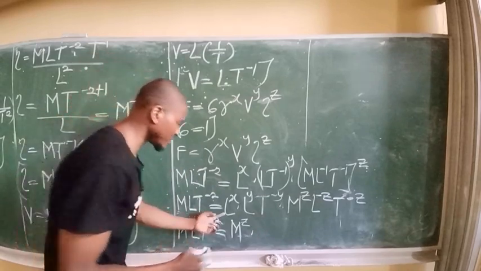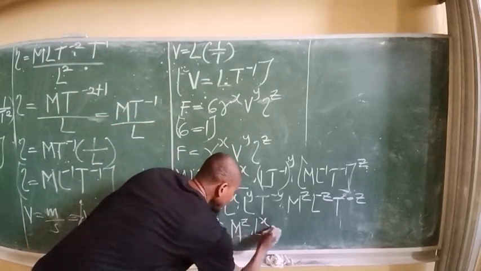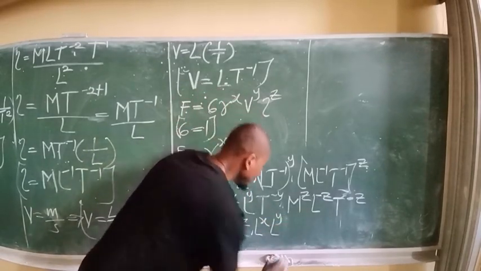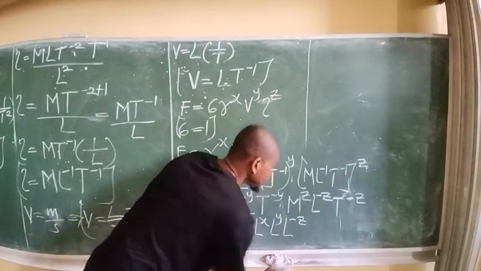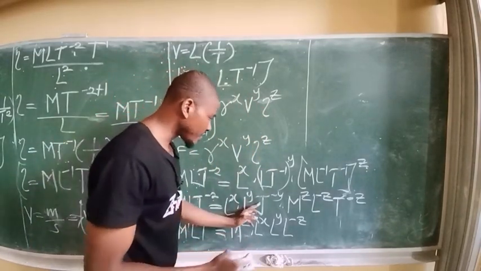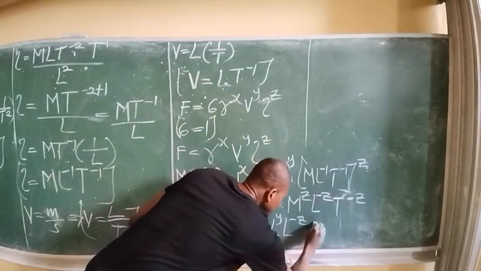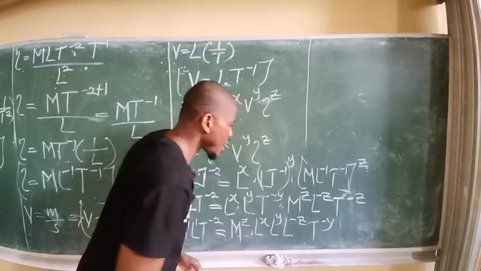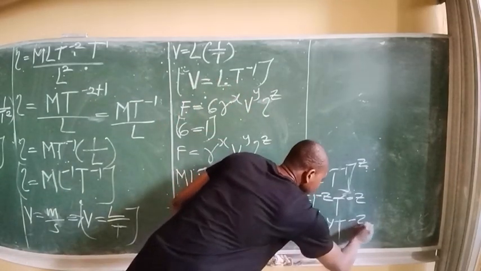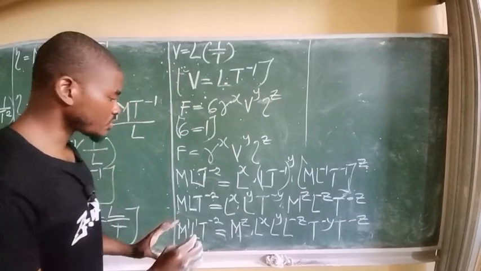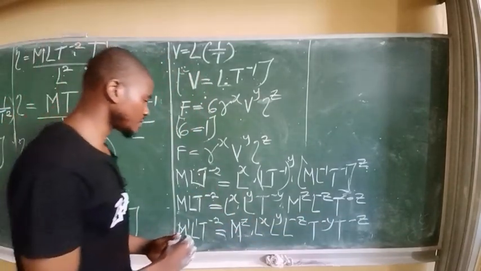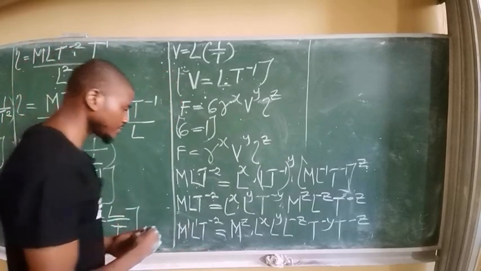Next is L. I have L here to the power of x. I also have L here to the power of y. I also have L here to the power of minus z. That's that for all the L. Next is to bring the T's together. I have T here to the power of minus y, so simply T to the power of minus y. I also have T here to the power of minus z, simply T to the power of minus z. So just to rearrange the equation in terms of M, L, T. Okay, so we can now proceed. Let's move over to the other side of the board.